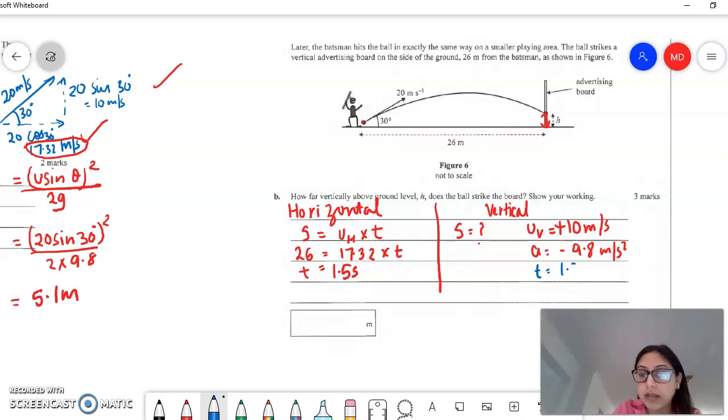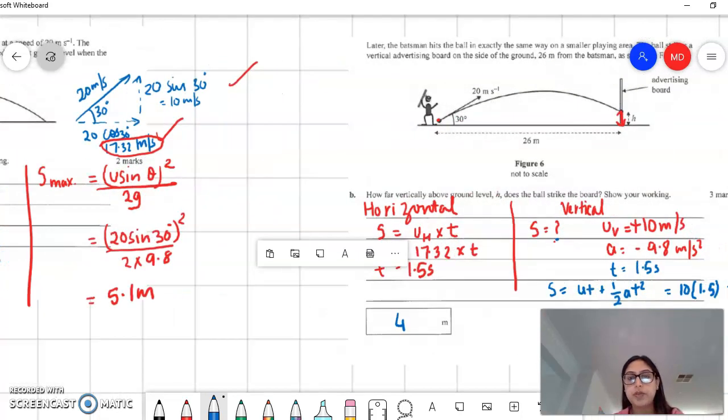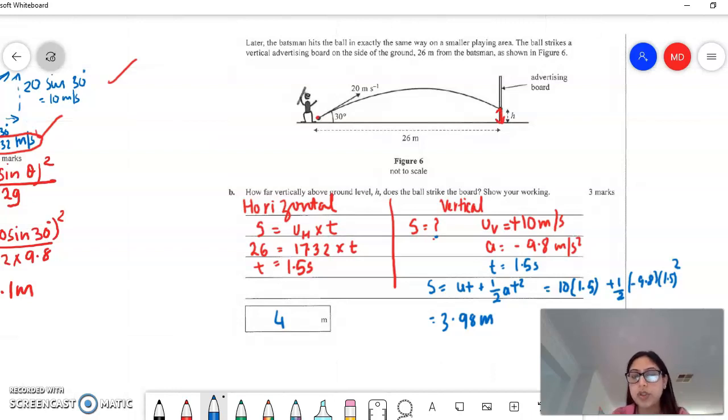So you can use that time and find the vertical displacement. I'll use s equals ut plus half at squared. So 10 times 1.5 plus half times negative 9.8 times 1.5 squared, and that comes out to be 3.98 meters. So we can say that the ball hits the board 4 meters above. And that's it. The first question was pretty straightforward. In the second one, you use the horizontal motion to find the time taken to hit the board, and then we use the vertical motion to find the displacement, because H here is actually the displacement from the starting position.